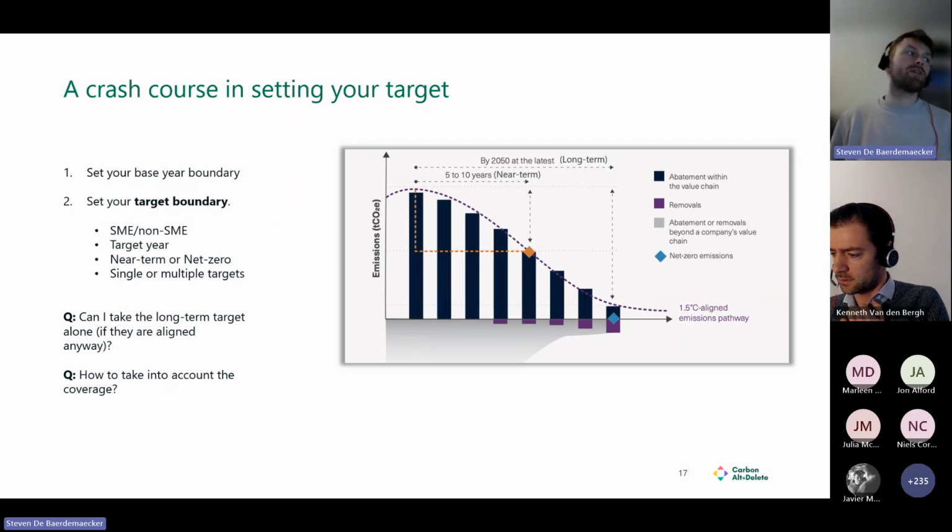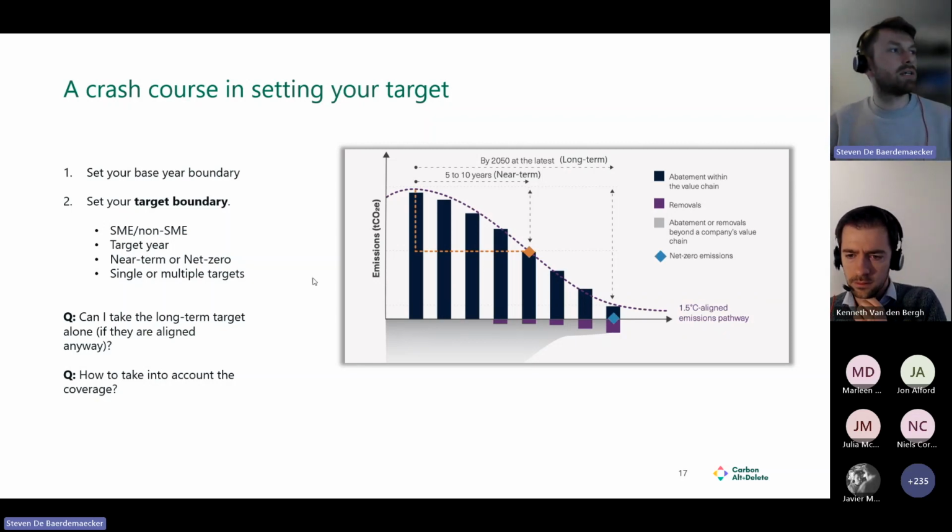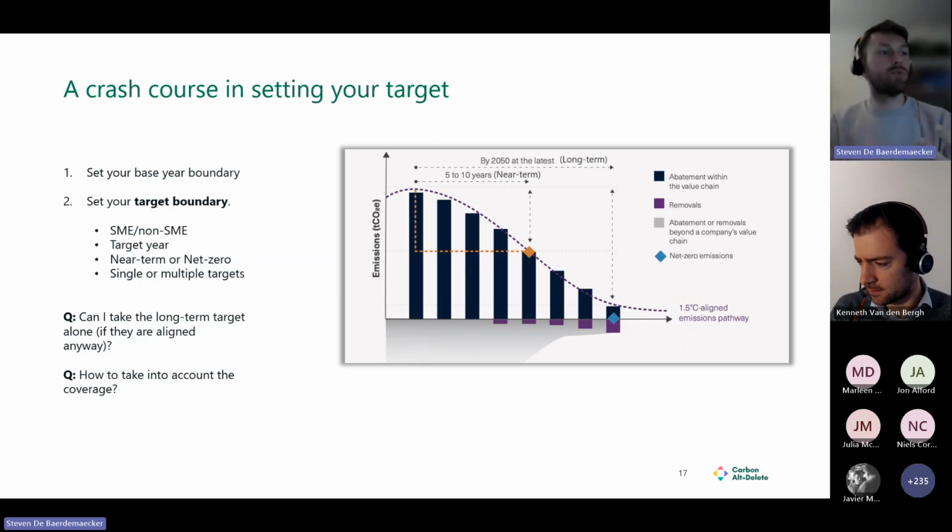Step number 2 of the crash course is to set your target boundary straight. I think there are 4 elements to take into account, but let me first explain this graph, which is a really comprehensive graph from the SBTi on target setting. There are targets on the near term, 5 to 10 years, and targets on the long term, aligning with your net zero by 2050. The SBTi provides a near-term target setting framework, and if you want to go further, you can add to that near-term target a long-term target and a net zero plan, and the net zero plan also has removals to really succeed in reaching net zero.